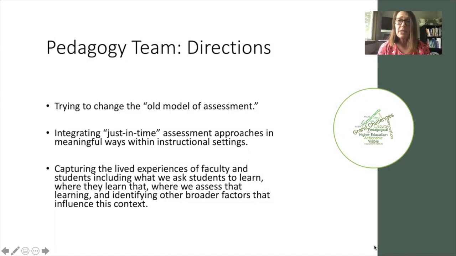And that also presents several challenges for faculty, because that places that responsibility more squarely on an instructional faculty member who is going to be teaching in a range of circumstances, from circumstances that are more secure and more stable to circumstances that are contingent and are really fluid. And so one of the things that we're trying to do with our directions is to also capture the lived experiences of faculty and students, in terms of what we're asking students to learn, where they're learning that, where we assess that learning, and trying to identify things that are beyond the classroom setting that might influence this context.